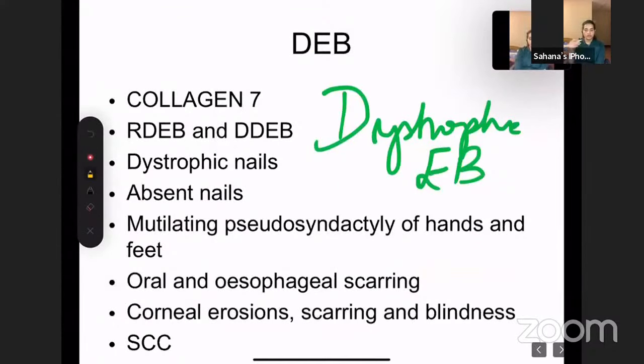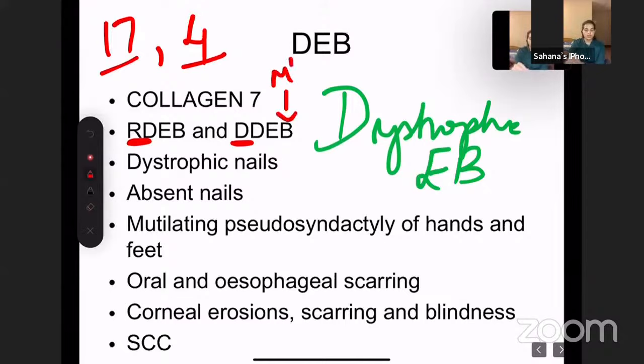Okay. So just to again revisit our memory, collagen 17 was present in the hemidesmosome, collagen 4 was present in the lamina densa, and collagen 7 is in the sublamina densa. Okay. So there are two forms of dystrophic EB. The recessive, recessive dystrophic EB, and dominant dystrophic EB. This is just their modes of inheritance, whether they're inherited in an autosomal recessive form or an autosomal dominant form. The more common one is the autosomal dominant form.